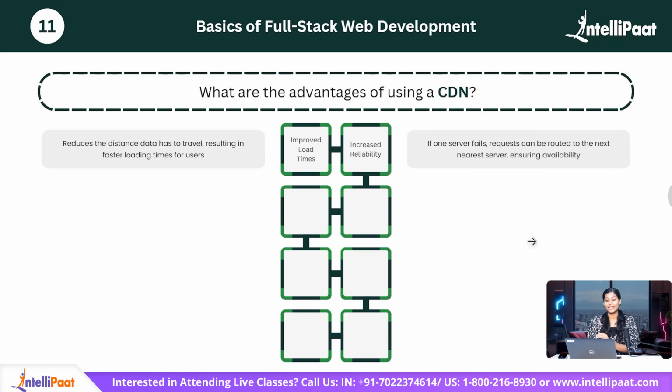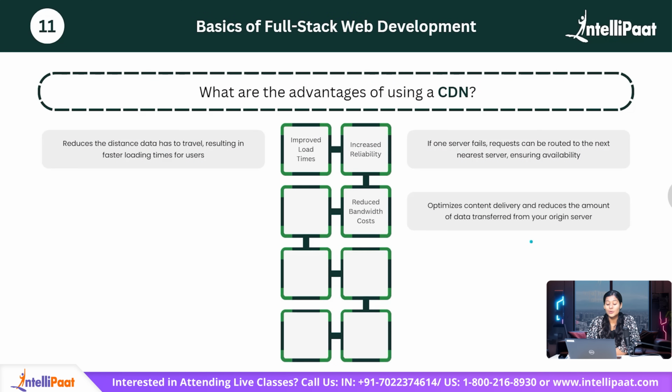Next, you have increased reliability. If one of the servers inside Karnataka fails, there will be multiple servers inside one particular state itself. So even if one server fails, there will be multiple backup servers. Hence, the reliability for the users to fetch the data will be increased significantly.